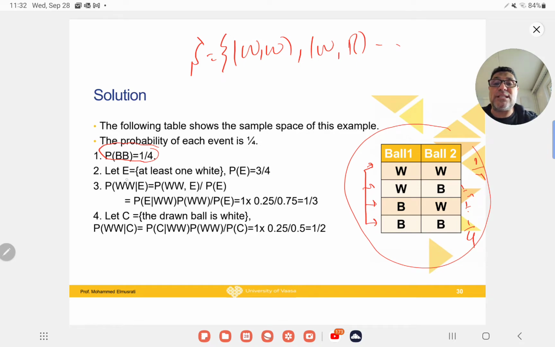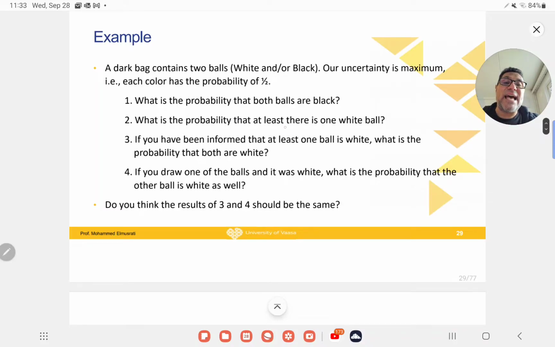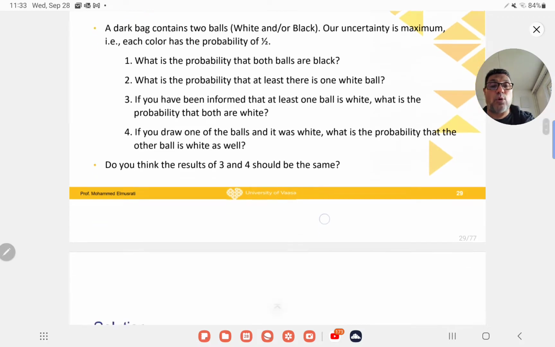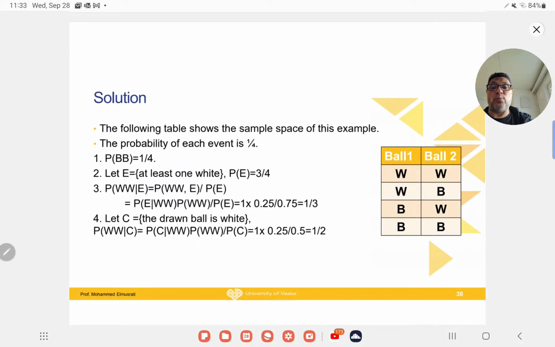Now, the second question. Let us go back to the second question to see what it was. What is the probability that at least we have one white ball? Now, what I am saying here is that we defined a new event. I call it E, and E is the event at least one white. You count how many outcomes have at least one white. This one, two, three. So we have three possibilities with a white ball. Then the probability of at least one white will be 3 divided by 4, because every outcome is one fourth.